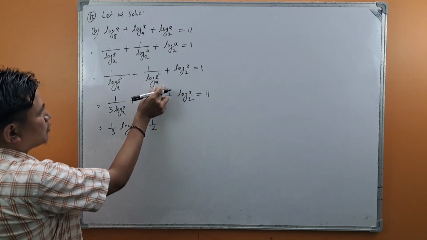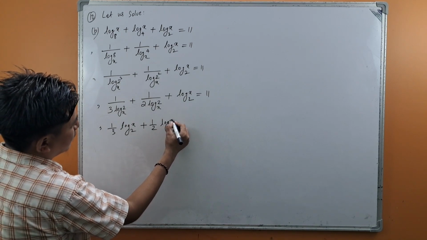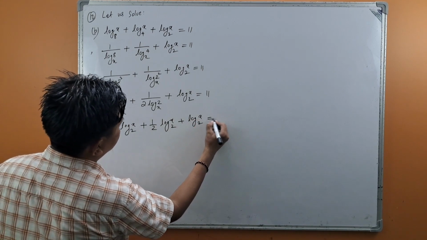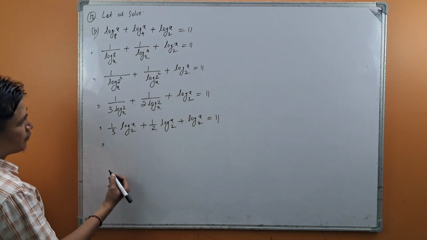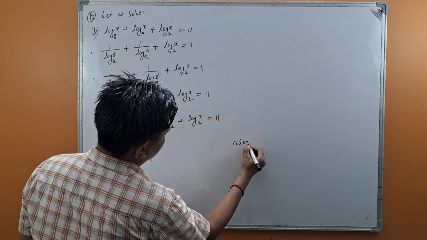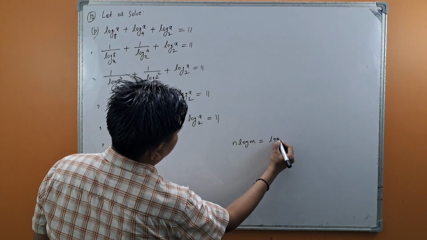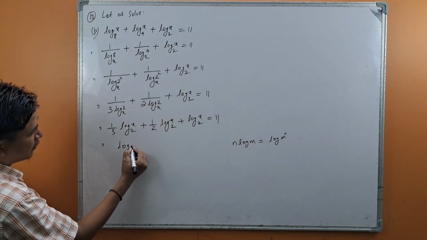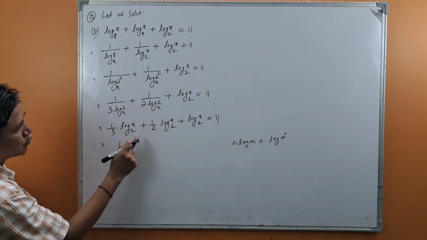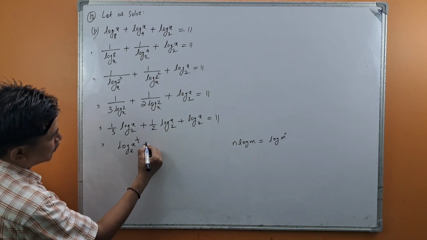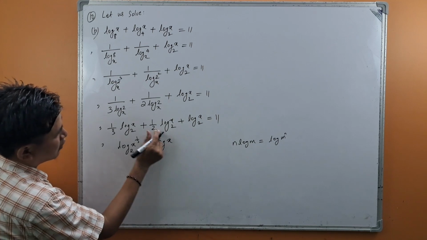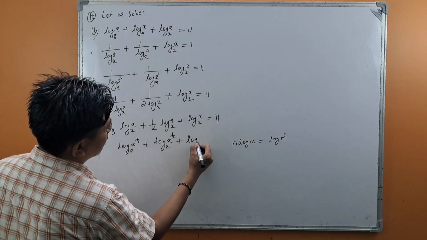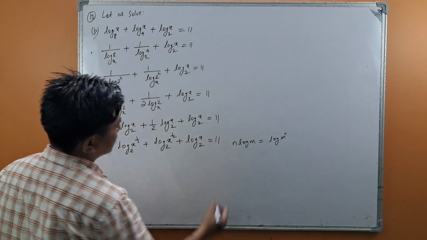If we take this log to the numerator, this becomes log x to the base 2 plus log x to the base 2 equal to 11, isn't it? n log m can be written as log m to the power n, isn't it? We apply the same rule here. Log x to the power 1 by 3 to the base 2 plus log x to the power 1 by 2 to the base 2 plus log x to the base 2 equal to 11.